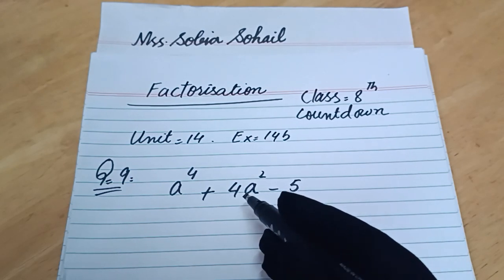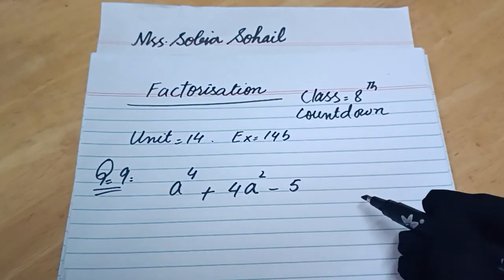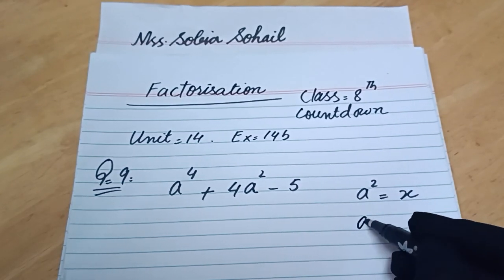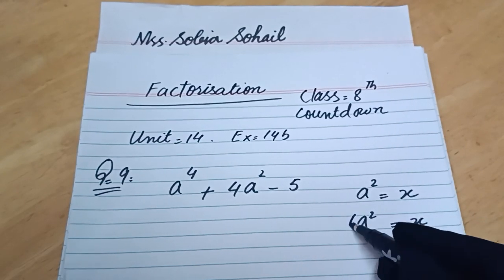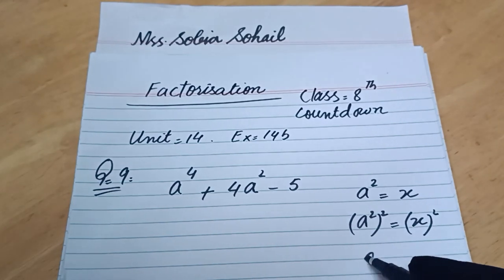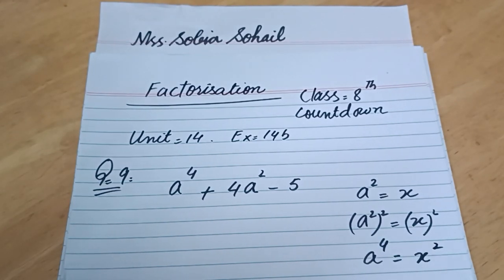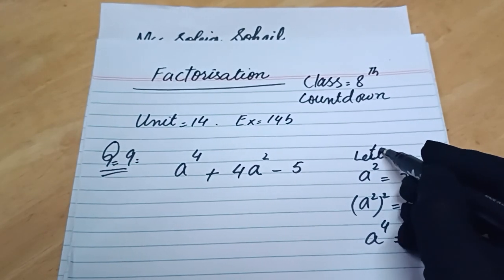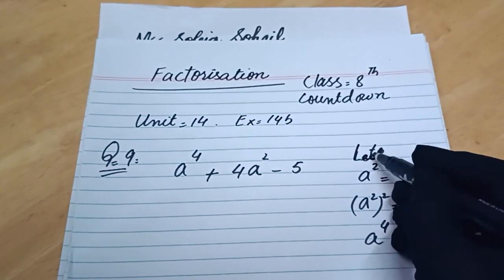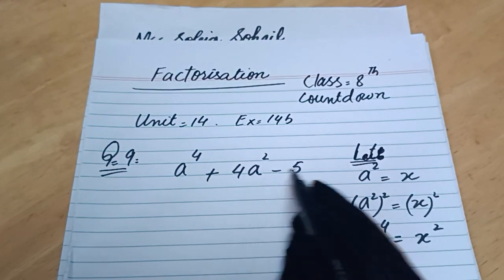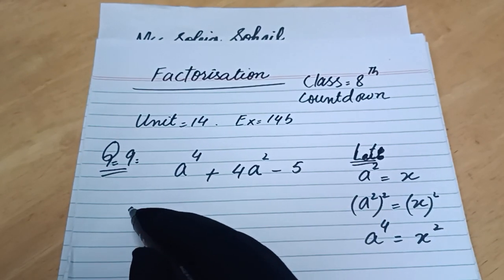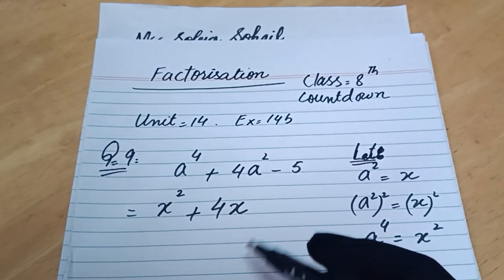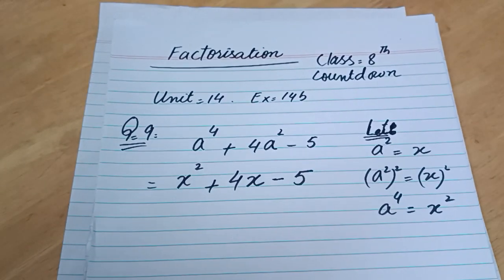If you observe, suppose I take a^2 as equal to x. Taking the square on both sides, this becomes a^4 and this becomes x^2. So let a^2 be replaced by x and a^4 replaced by x^2. Replacing this, it will become x^2 + 4x - 5.